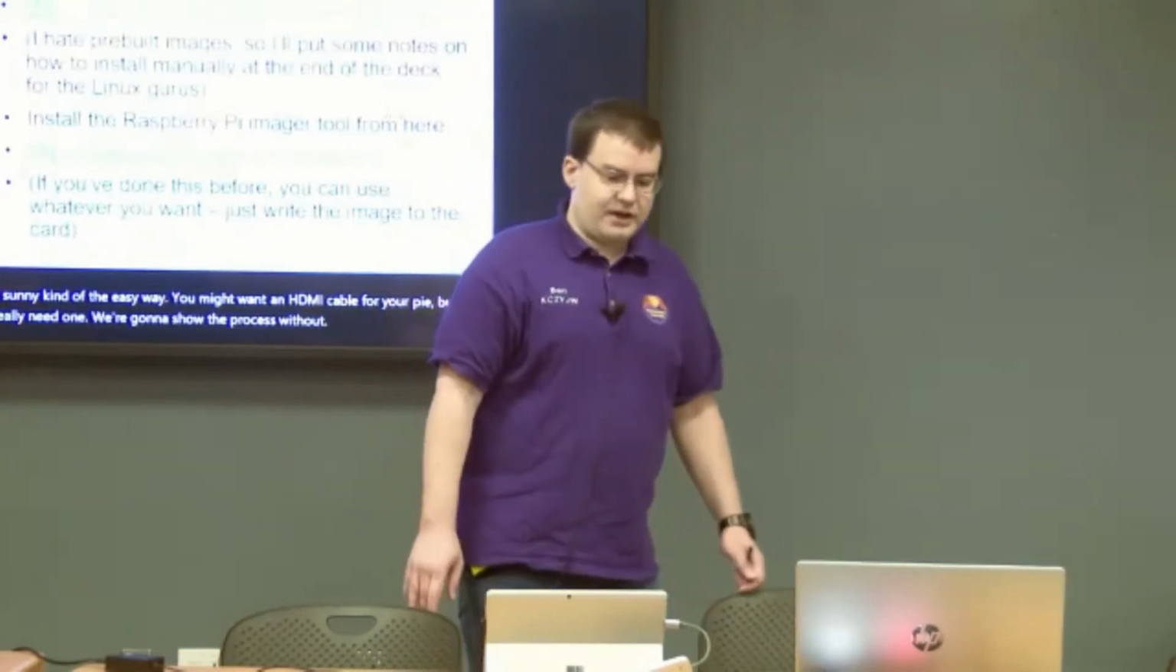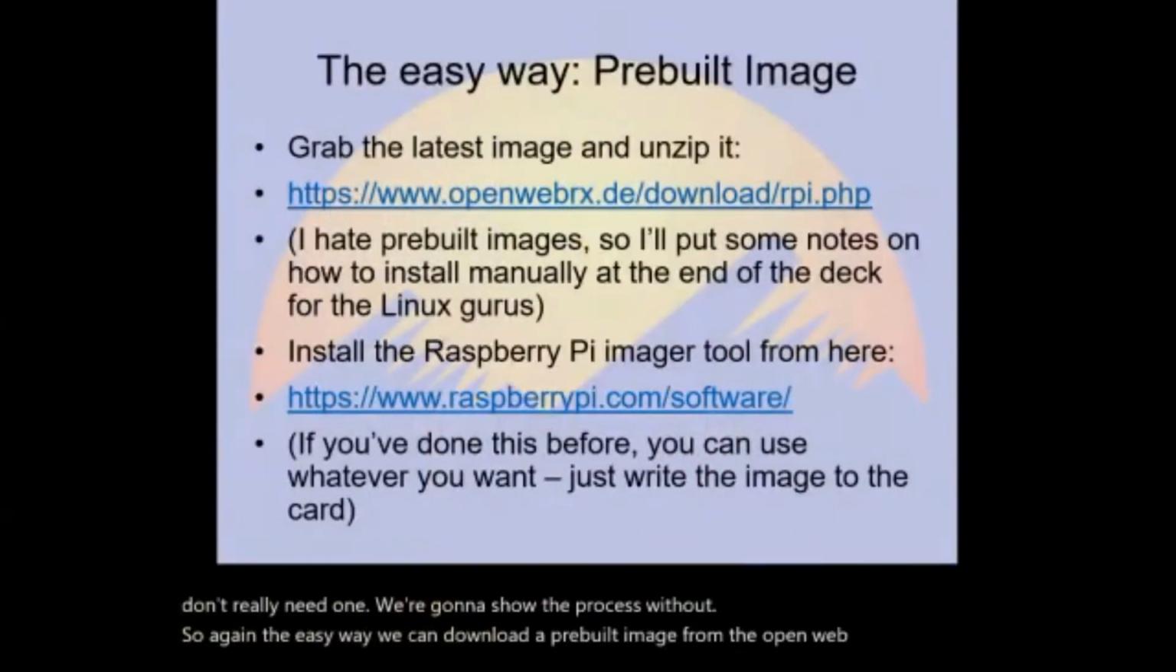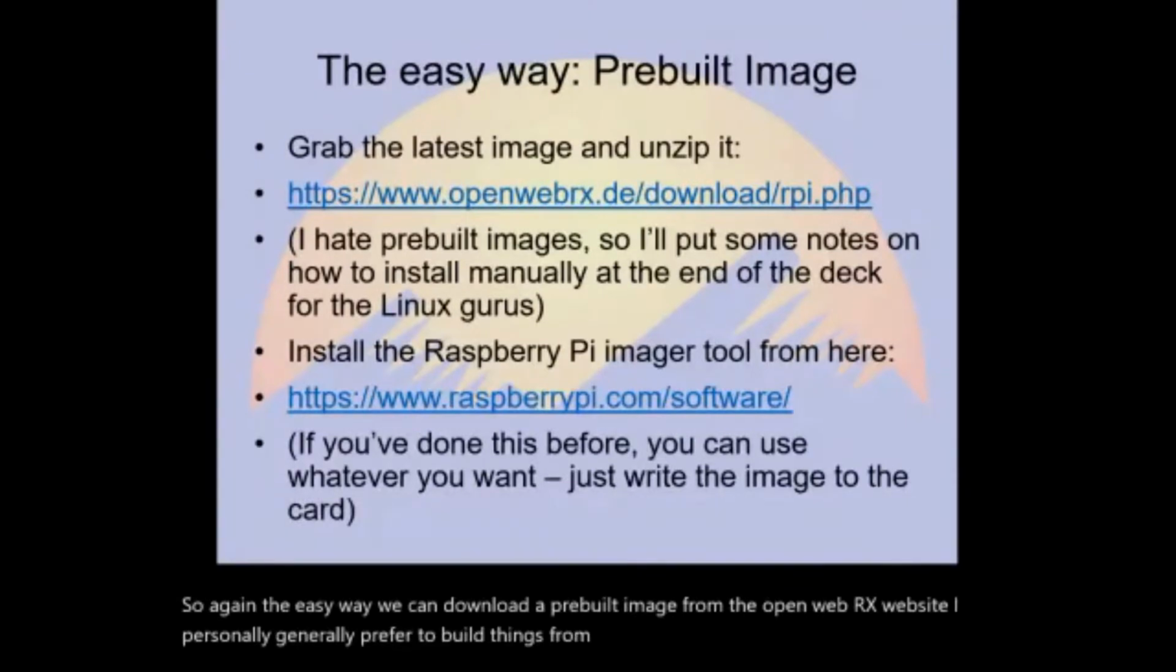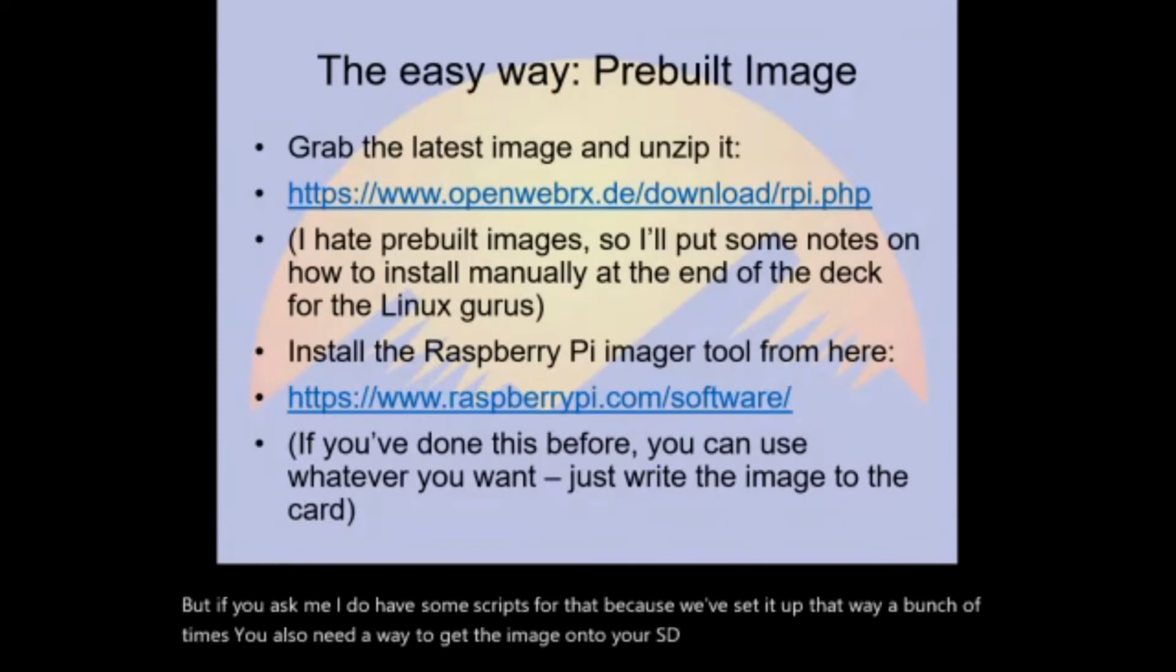So again, the easy way, we can download a pre-built image from the OpenWebRX website. I personally generally prefer to build things from source. And if I say I'm going to show you how to do it, but I'm not, I'm lying. But if you ask me, I do have some scripts for that because we've set it up that way a bunch of times. You also need a way to get the image onto your SD card. So I would suggest just using the Raspberry Pi Imager.